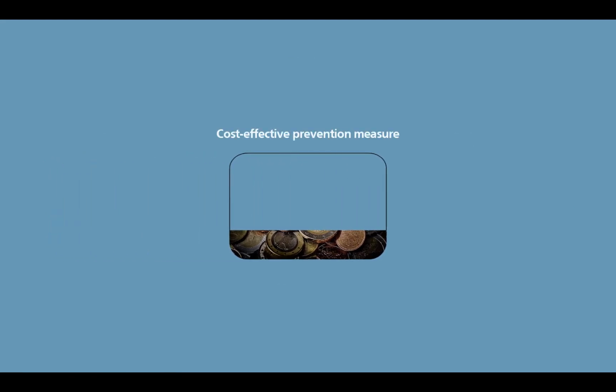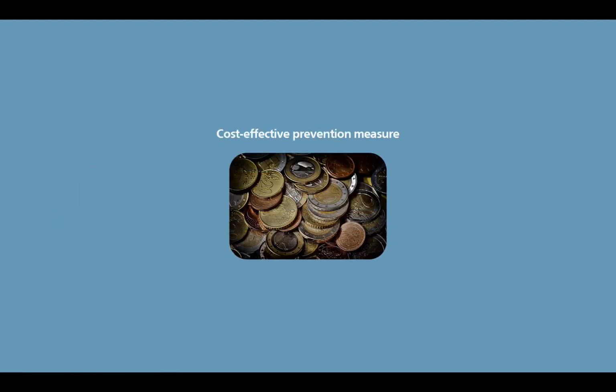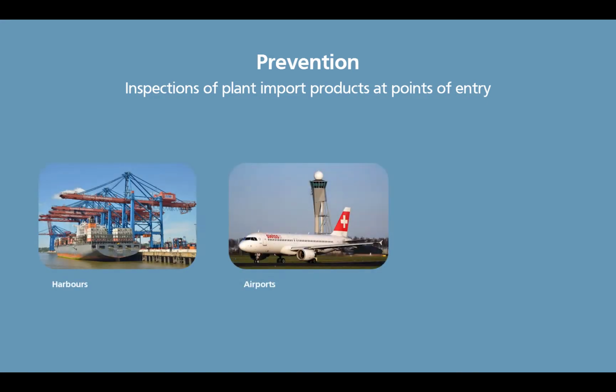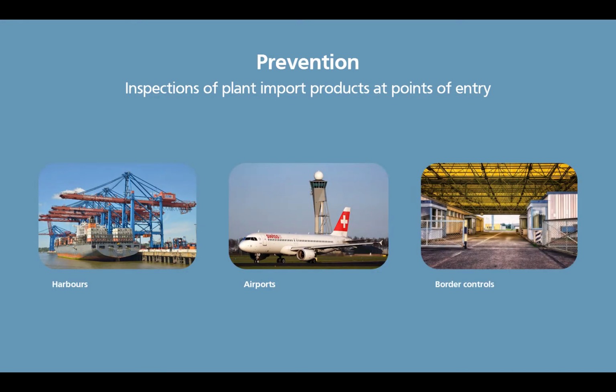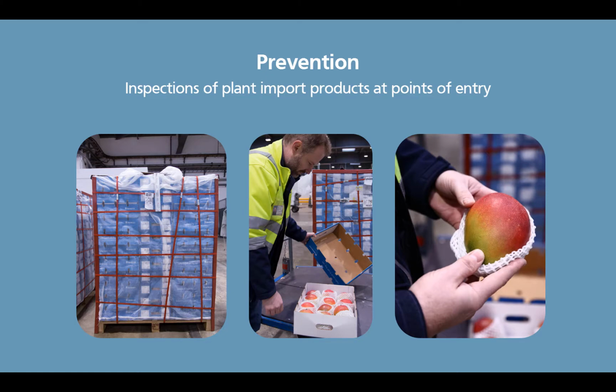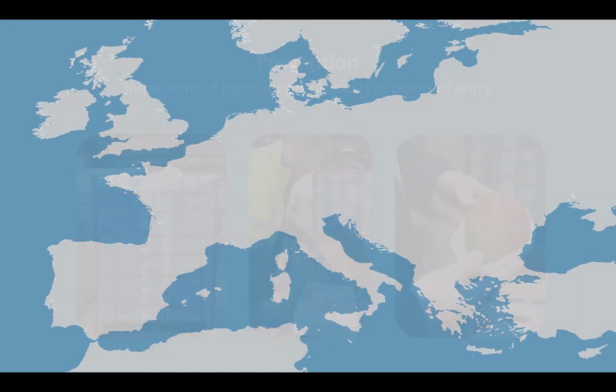A cost-effective measure to prevent spread of harmful insect pests along trading networks are inspections of plant import products at points of entry, such as harbors, airports, and border controls. Thereby, plant imports are opened and random subsamples are visually examined. In case of any pest finding, the infested cargoes are rejected or destroyed. In this visualization, we will use pest interception data from Swiss plant import inspections to indicate the extent of fruit fly pest movement by global trade.